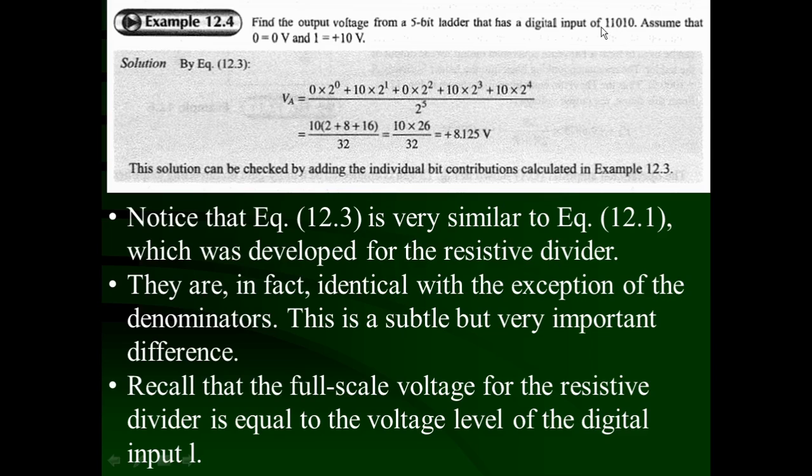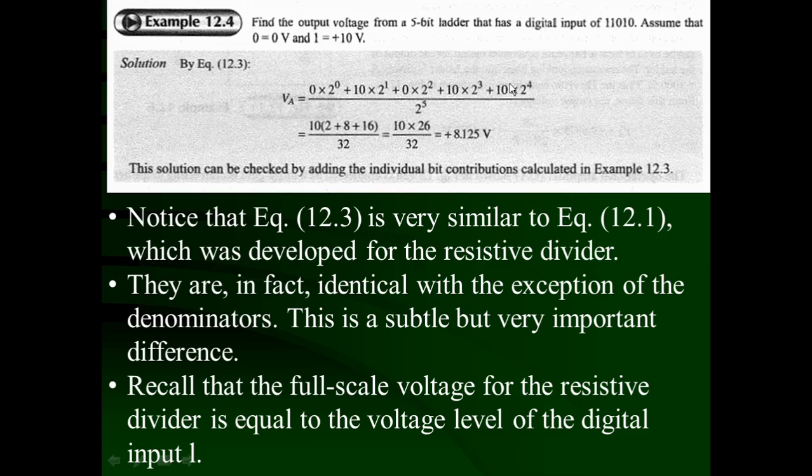See this digital input number. This is LSB 0, so V0 is equal to 0. V1 is equal to 10 volt. V2 is going to be 0 volt. V3 is going to be 10 volt. And V4 is going to be 10 volt. That we can substitute here. So it is going to be 0 into 2^0 plus 10 into 2^1 plus 0 into 2^2 plus 10 into 2^3 plus 10 into 2^4.